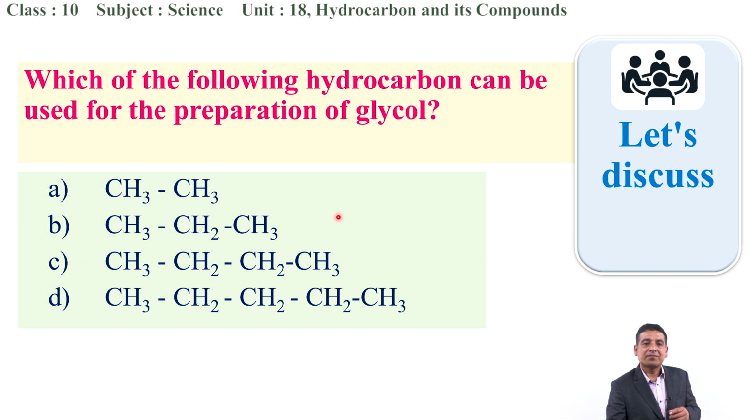Impossible. But it could be, thus ethane could be used, because directly the glycol cannot be prepared, but by taking this 2-carbon-bearing hydrocarbon, we can prepare the glycol, because glycol also consists of 2 carbon atoms. So we have to take the reference of the number of carbon atoms. The next one is, this is the correct answer.